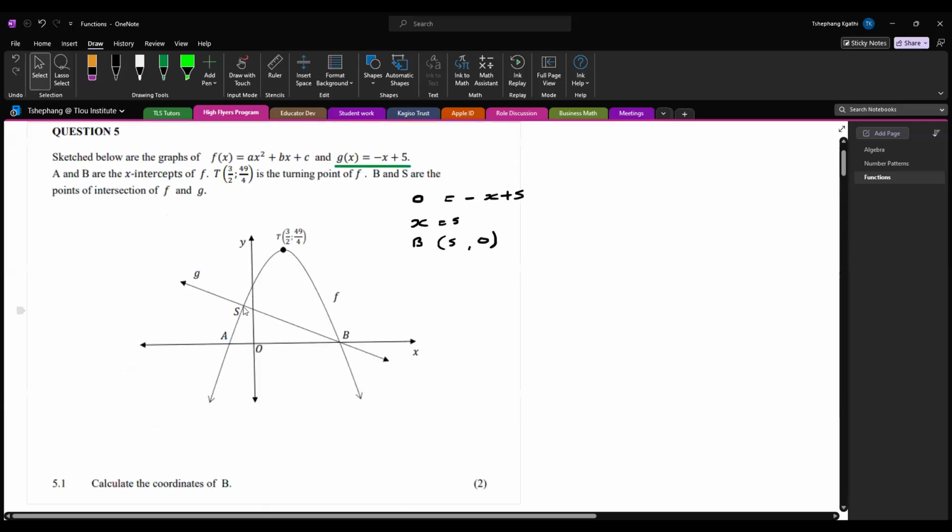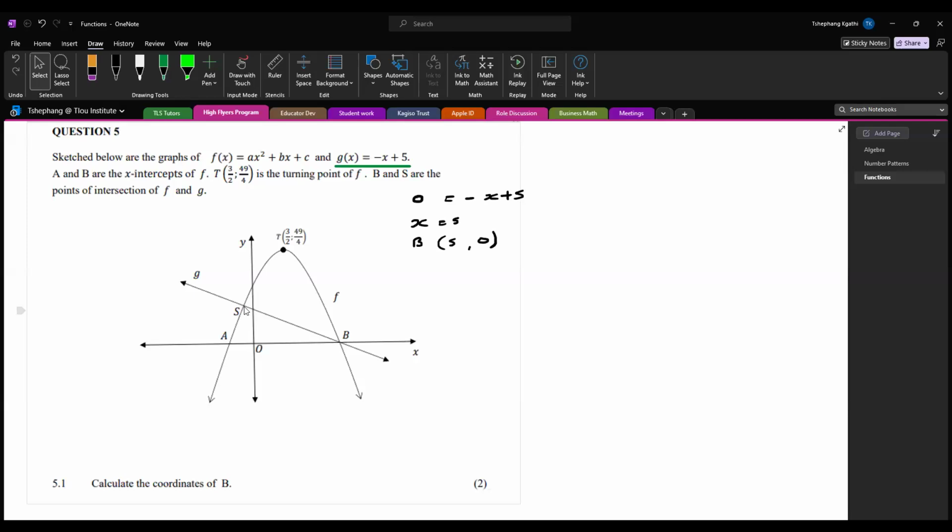Okay, so s is the point of intersection of the two graphs, which is quite easy for us because we know whenever we have two graphs intersecting each other, their point of contact, we equate them to find their point of contact. Okay, and let's try to investigate why do we do that.